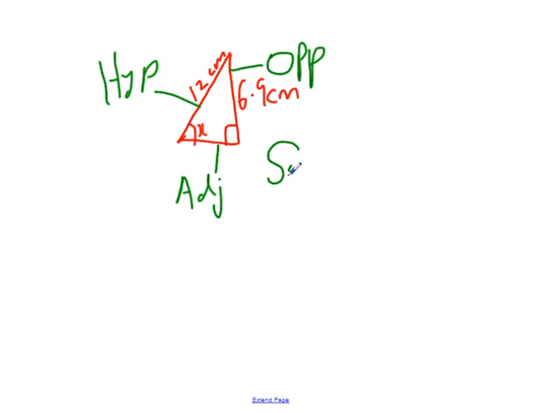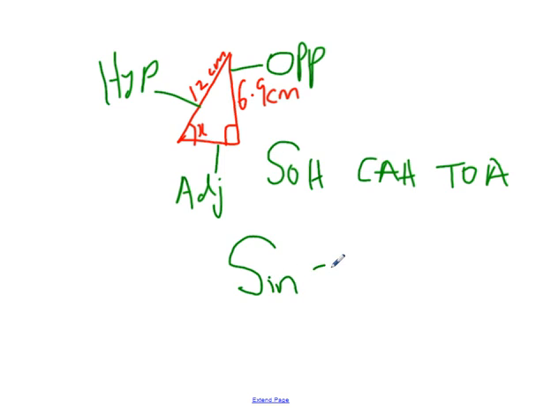Now writing your trig ratio out, SOH, CAH, and TOA. Which are we going to use? We have opposite 6.9, we have hypotenuse, which is 12. So opposite and hypotenuse, we're going to use the sine ratio. So if I write sine x degrees equals, the opposite is 6.9 divided by the hypotenuse, which is 12.